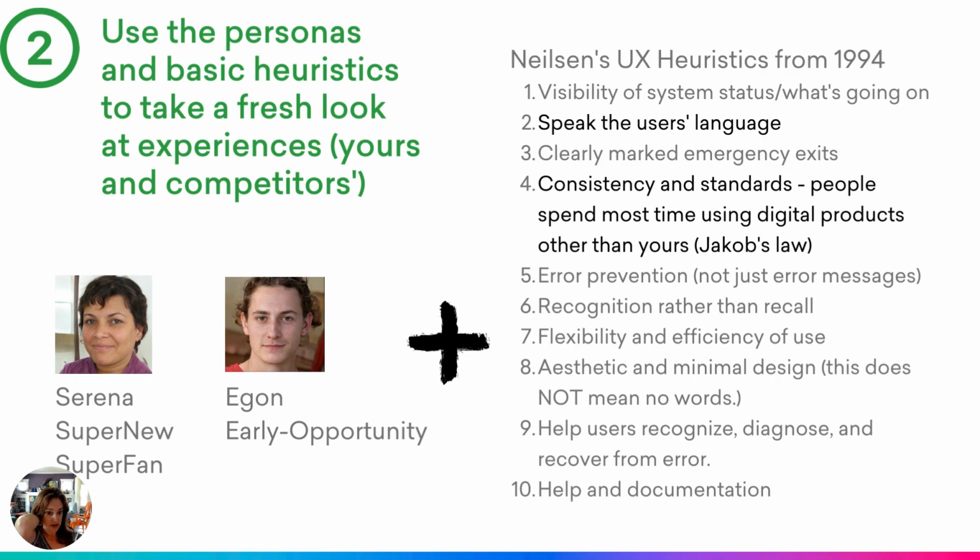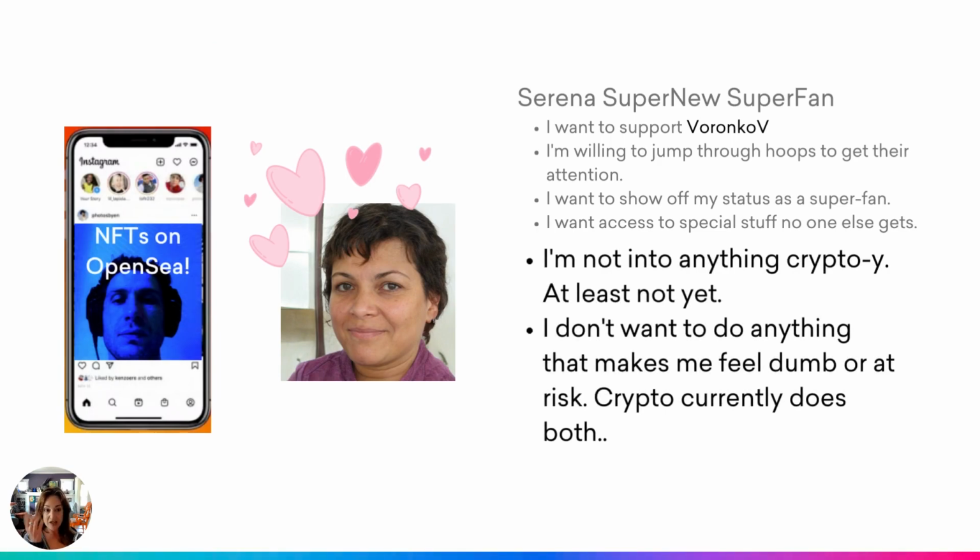And part of this consistency and standards heuristic is what's called Jakob's Law, which I think is really smart, which is people spend most of their time using digital products other than yours. They do not spend all their time with your app or DApp or project or whatever up on their screen. And we tend to forget that. And there's a lot of great information there that you can use to make your products better. So let's take a look.